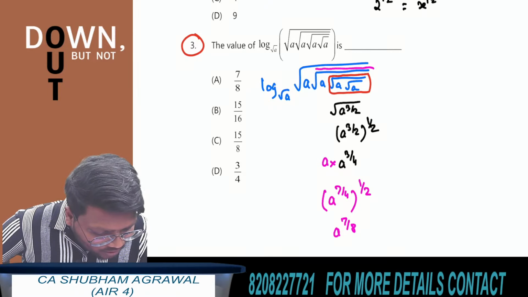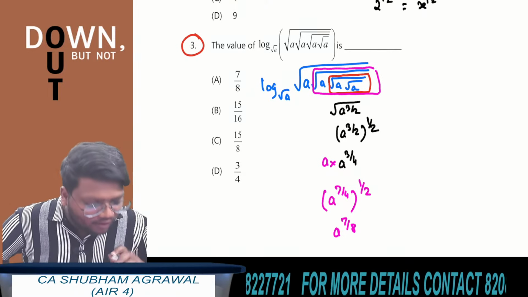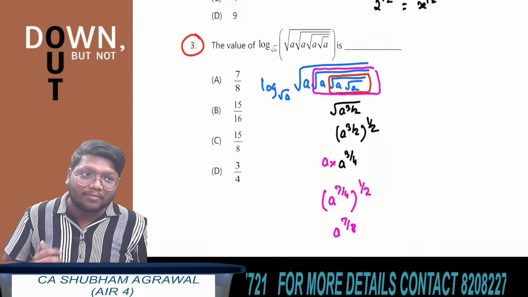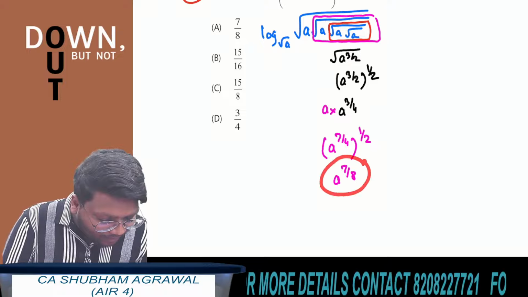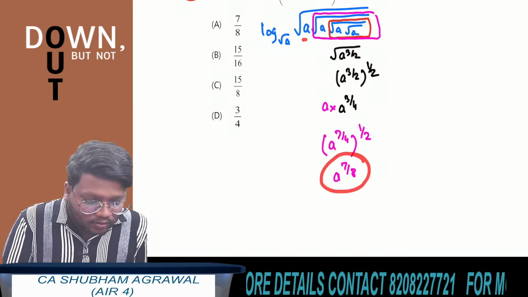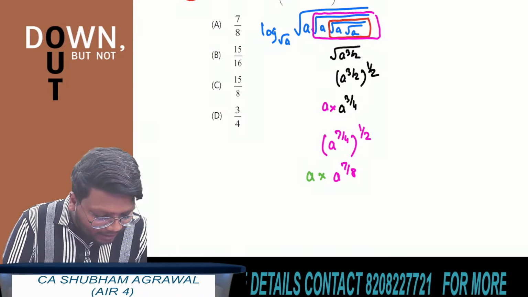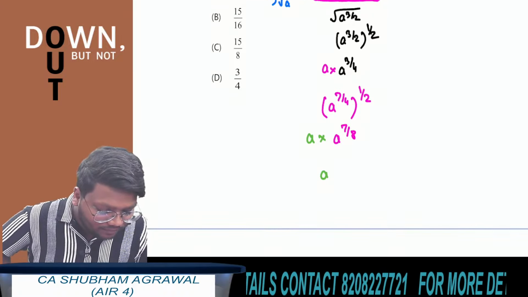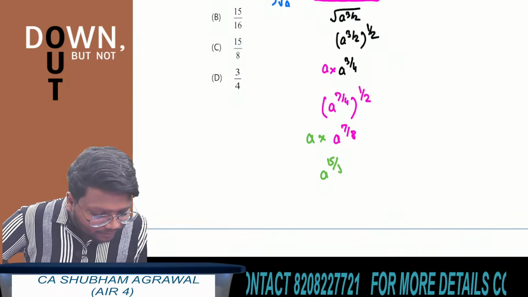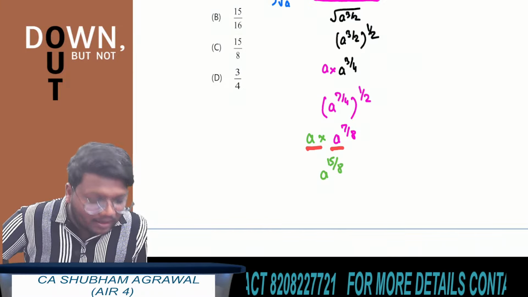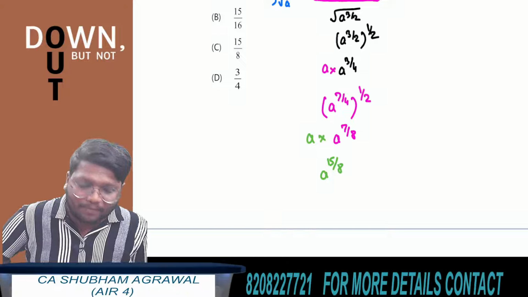The value of this pink color portion is a to the power 7 by 8. Now, we have to multiply this a to the power 7 by 8 with a. So, a multiplied by a to the power 7 by 8. What you will get? 1 plus 7 by 8 is 15 by 8. Here base is same and we are multiplying the terms, so we have to add the powers.